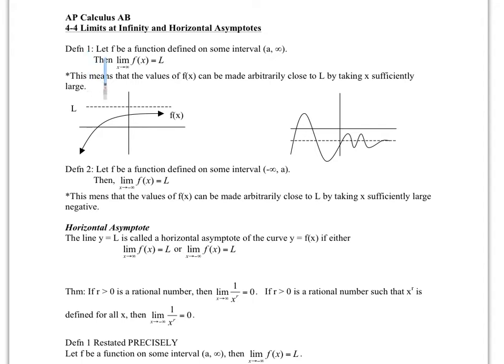All right, first of all, we have this definition. Let f be a function defined on some interval from a to infinity, then the limit as x goes to infinity of f of x equals L. This means that the values of f of x can be made arbitrarily close to L, the limit, by taking x sufficiently large. So as I move on to infinity, making x super large, it is approaching this L value right here. Often we see it as an asymptote, but it's going to be known as our limit. And here's why.